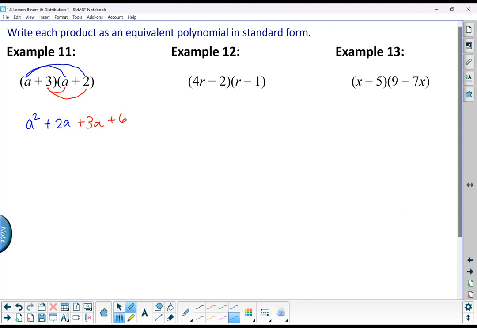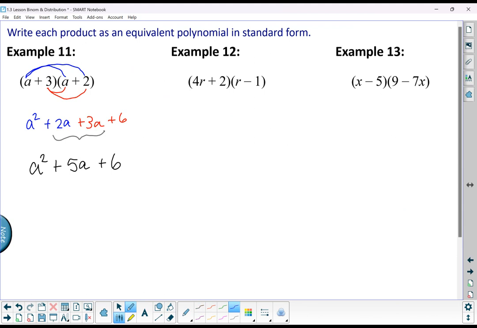I look and check to see if any of them can combine, and those two can combine because they both are a with the power 1. So my answer is going to start with a squared. The 2a and the 3a combine to give me 5a, and then I have the constant 6. So a squared plus 5a plus 6. Let's try that again.